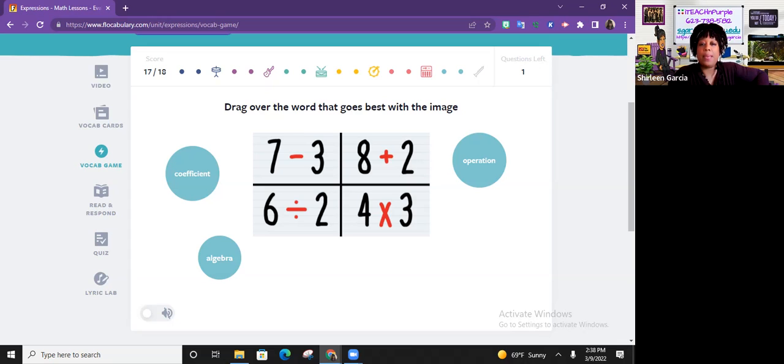The subtraction sign, the addition sign, the division sign, the multiplication sign. Are those coefficients, algebra, or operations? Not algebra, operations. Those are the operation signs. It's not algebra unless you see some letters and variables. These are all expressions because none of these have equal signs. So the red is what they were asking about, and that is operations.